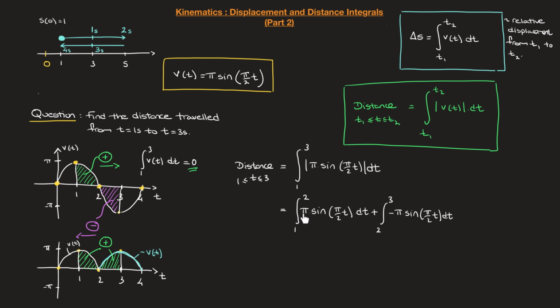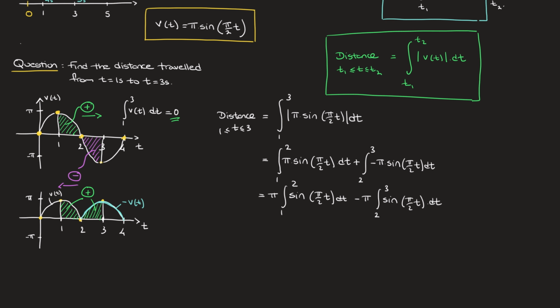And now I can take these factors of pi and negative pi outside of both of these integrals to write that this distance is equal to pi times the integral from 1 to 2 of sine of pi over 2 t, and of course we have a dt at the end here, minus pi times the integral from 2 to 3 of sine of pi over 2 t. Okay, all we have to do now is evaluate each of these two integrals. And for that, I'll make myself a bit of space like so.